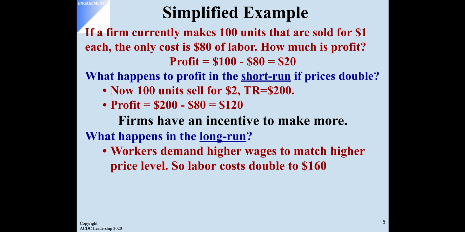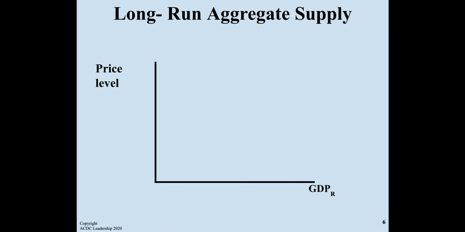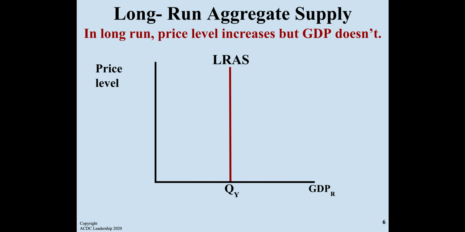But in the long run, workers demand higher wages to match the higher price level. So labor costs double, which is $160. Therefore, your profit on $200 is $40. This is not an incentive to produce more because the real profit is the same. In the long run, price levels increase, but GDP doesn't.